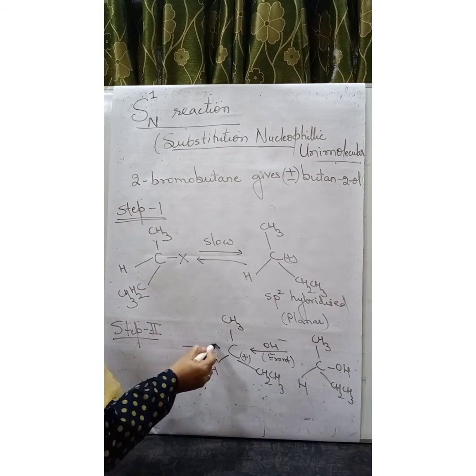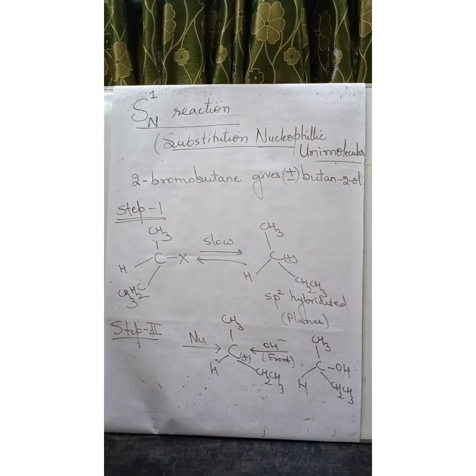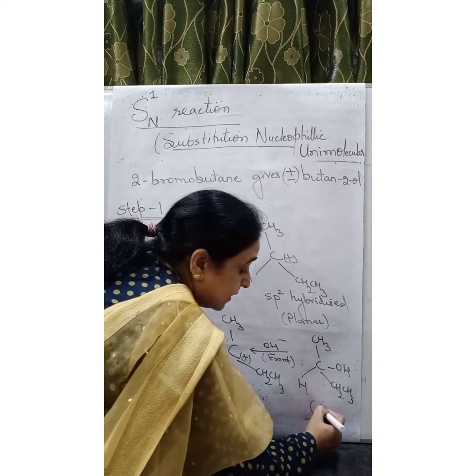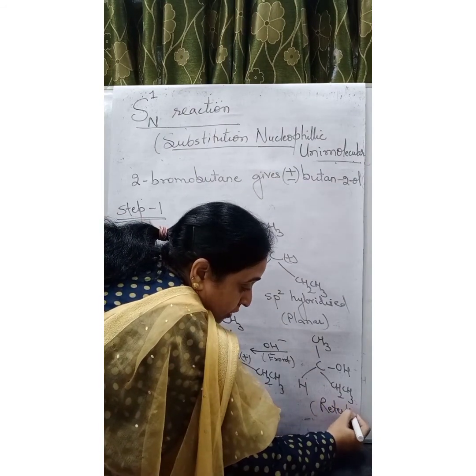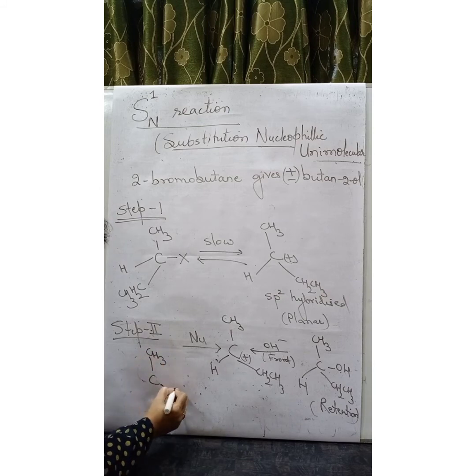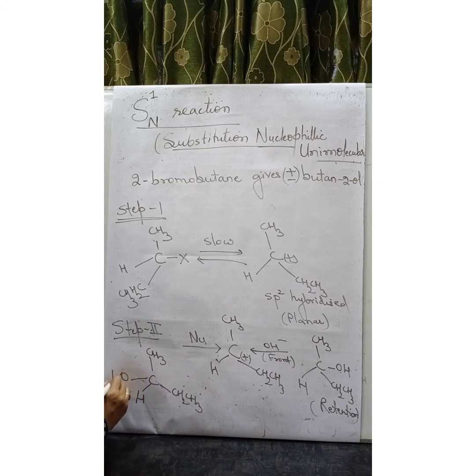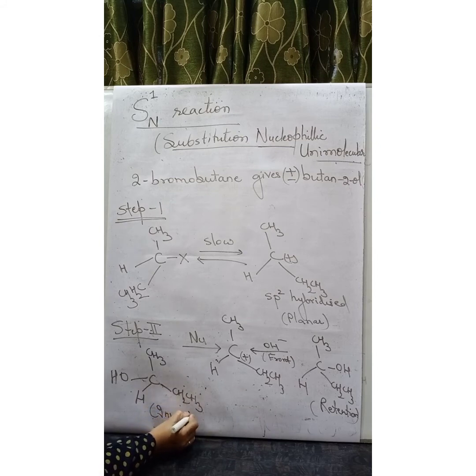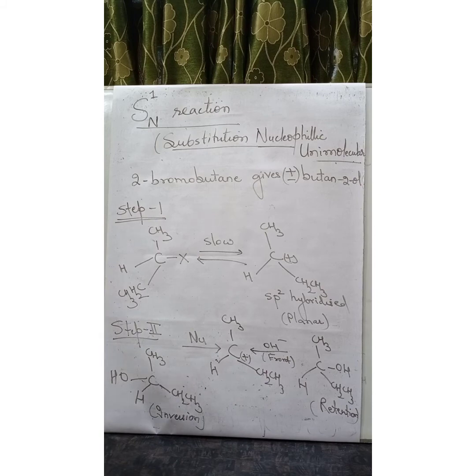It can also attack from back side, right? So here we are getting retention of configuration, and from the back side if it is attacking, we are getting the product like this. H and the OH gets attached from back side. So here it is inversion of configuration. So basically in SN1 mechanism we get both types of configuration, with retention as well as with inversion.